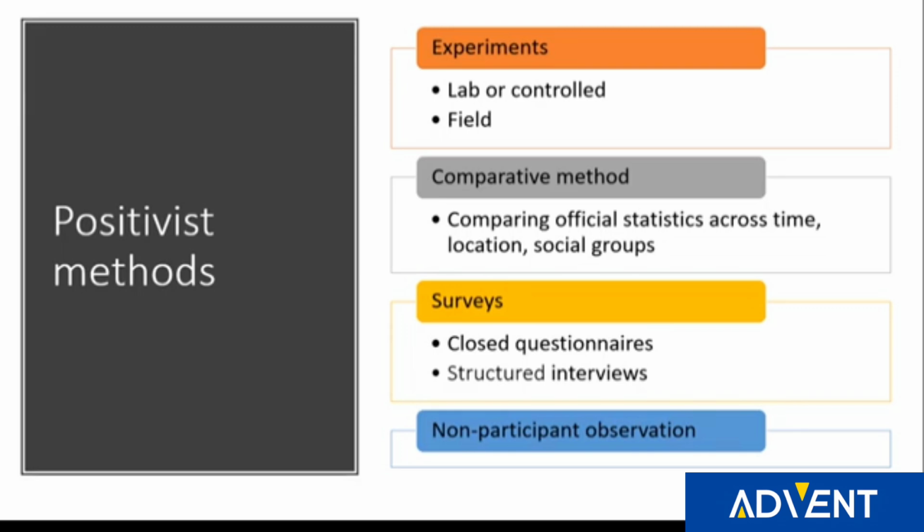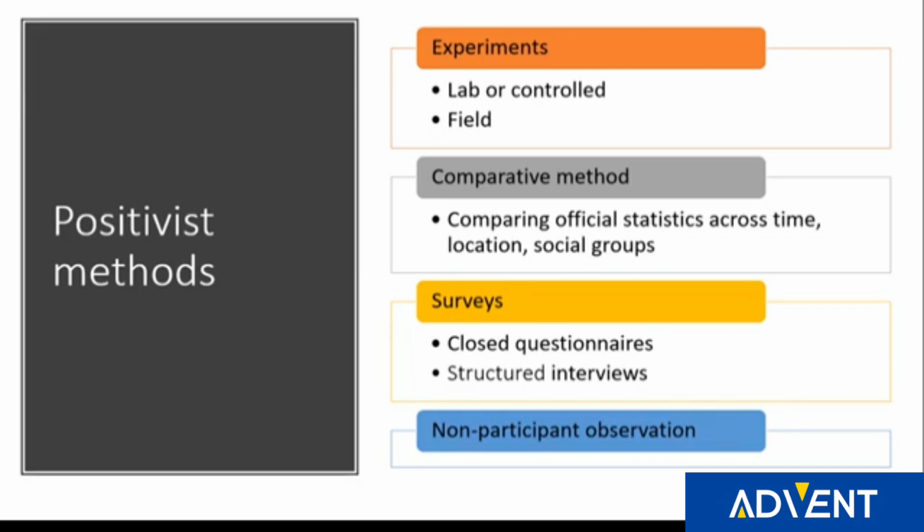Another method used by positivists is the comparative method. This involves comparing data, usually official statistics, over time, different locations and different social groups to analyse trends and patterns in behaviour. The most notable example of this was Durkheim's research into suicide across Western Europe in the late 19th century.